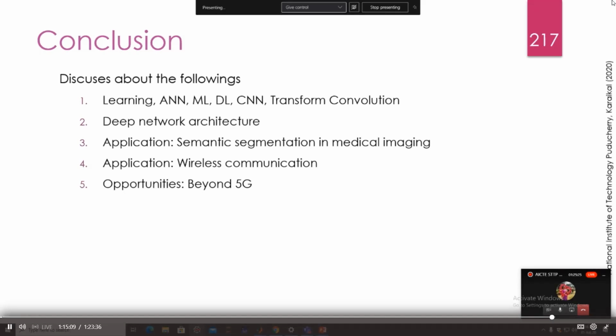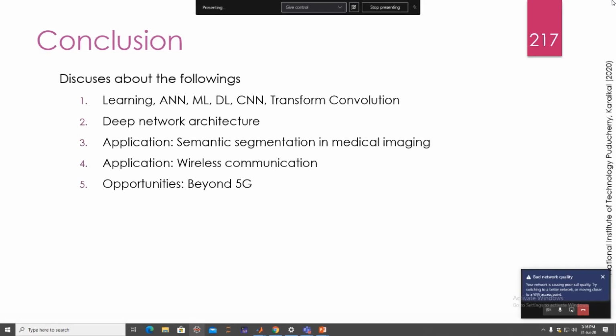The deep neural network architecture plays a very vital role in the learning process, and it increases the performance to a greater height. If we see the cases of medical as well as wireless and mobile phone communications, the efficiency is increased a lot.